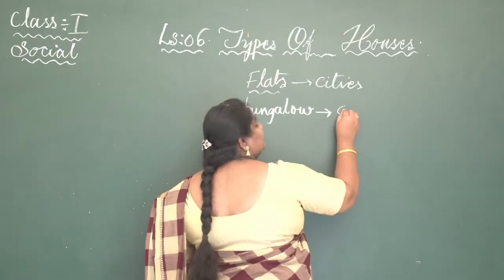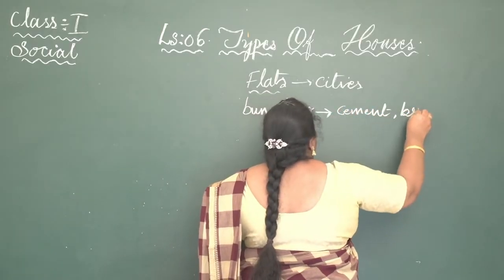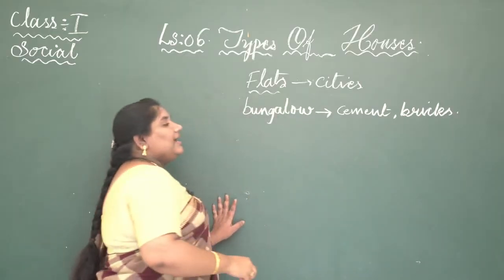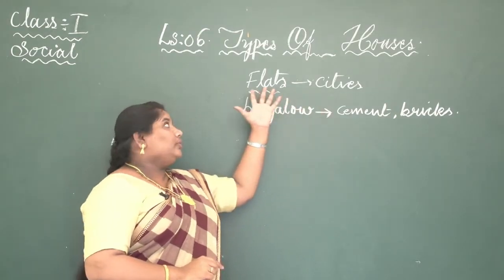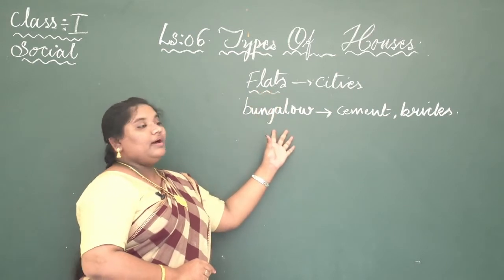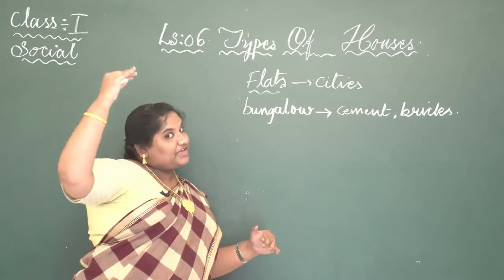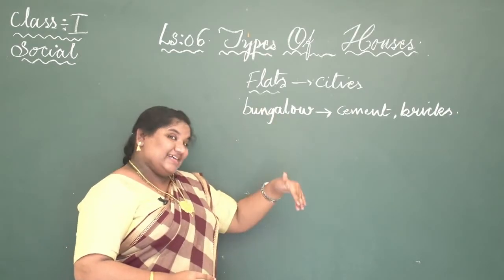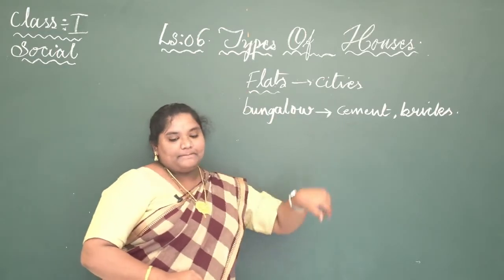A bungalow is constructed using cement and bricks, and also rods, where we use pillars and so on. The flats are also built using cement and bricks. They take much more material compared to a bungalow, as flats are very big. As the apartments are very big, they take a lot of material. Here the material is less when compared to flats. So they are made with cement and bricks.